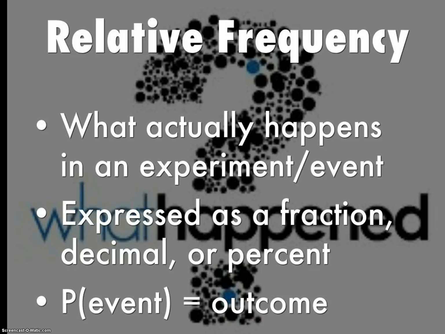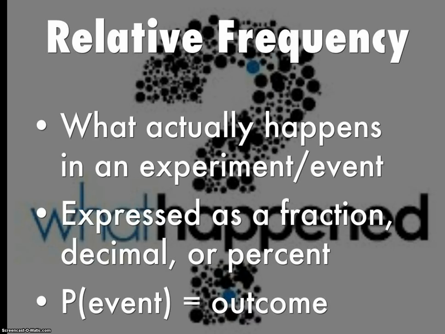So relative frequency, what is this? Take notes on the back of your formative assessment. It's what actually happens in an experiment or an event, and it's expressed as a fraction, decimal, and percent because it is a probability. So you still write it, probability of whatever event you're looking for is equal to your outcome, and your outcome can be written again as a fraction, a decimal, or a percent. Today we're going to do all three, fractions, decimals, and percents, just to practice.